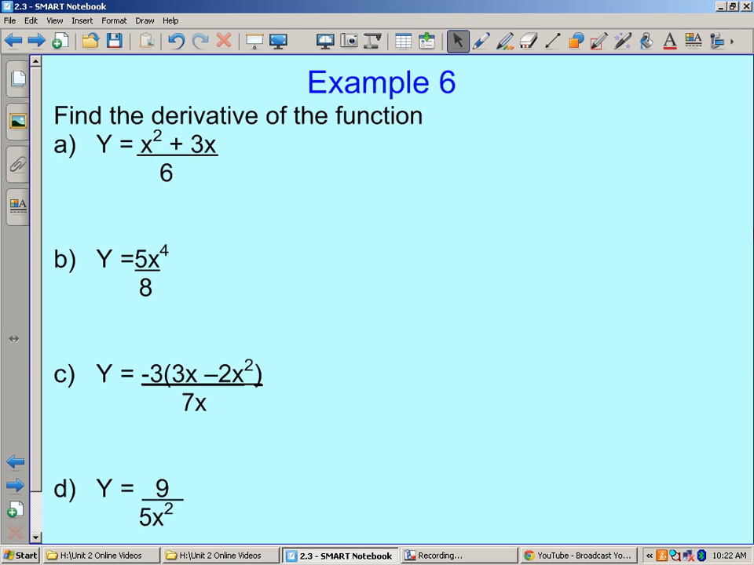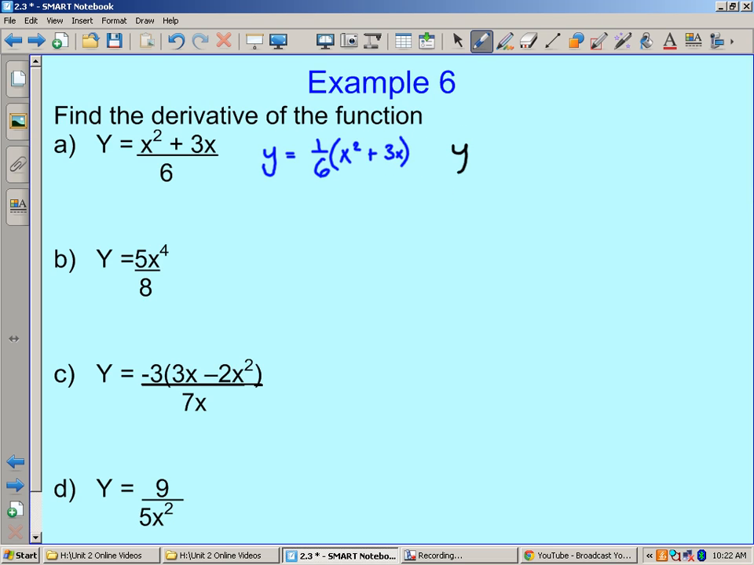So if I look at this first one, I have y equals x squared plus 3x all over 6. It looks like it's going to be a quotient rule, but actually I'm going to rewrite this problem so I don't have to do a quotient rule. And I would highly recommend that if you can rewrite the problem correctly so you don't have to do a quotient rule, then your life will be much better. Now it kind of even looks like a product rule, but since this 1/6 is a constant multiple, I just leave that out of the problem, and then I can just take the derivative of the expression with the x's, and that's where we're headed.